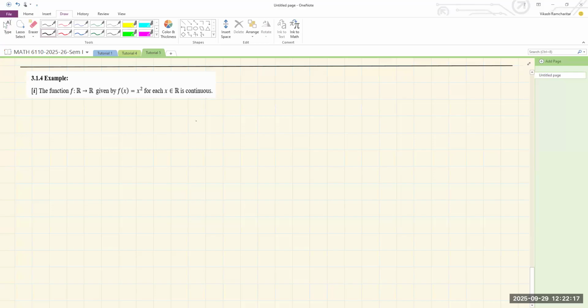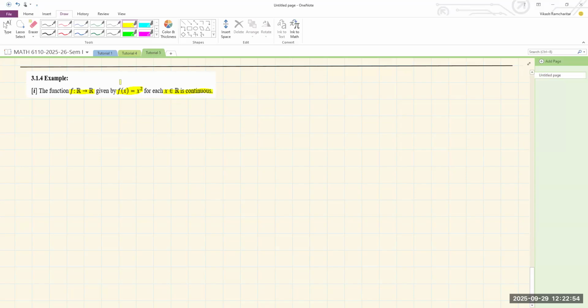Okay, hi everyone. So now in this video, we're going to look at some results with respect to continuous functions on a metric space. In this particular example, we want to prove by the definition of a function being continuous at a point that this given function, f from R to R, given by f of x equals x squared, is continuous on R. So it's continuous at every real number.